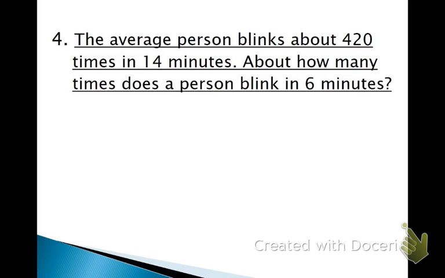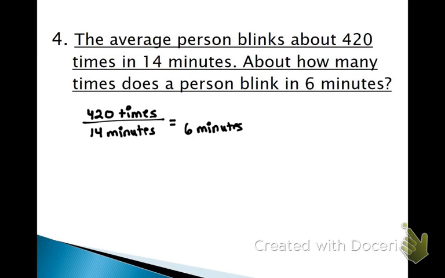What do you think? I think it's 420 over 14. Okay, give me units with it. 420 blinks, or times, per 14 minutes. Okay, now I've got to write an equivalent ratio equals, what other facts does it tell me in the story problem? 6 minutes. So should I put my minutes on the bottom or on the top? On the bottom. Because I had minutes on the bottom on the other side, I've got to have minutes on the bottom on this side.